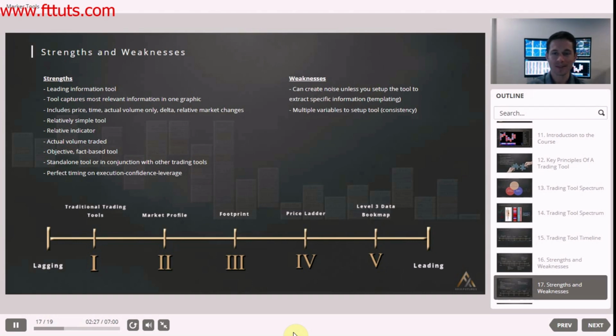Now, that confidence came because I was feeling like there were certain weaknesses I had with the tools I was utilizing, and once I found the footprint, those weaknesses have now become covered. So some of the strengths of the footprint tool, first and foremost, is that it's a leading informational tool. In other words, we're not utilizing lagging information. Why? Because as every contract is being bought and sold, and we're seeing the physical interaction between the buyers and sellers, that is as leading information as you can get.